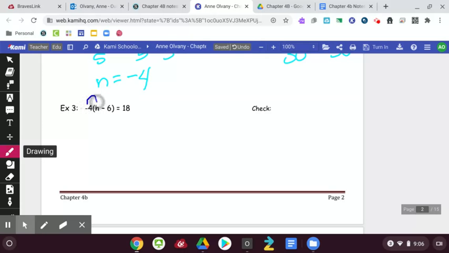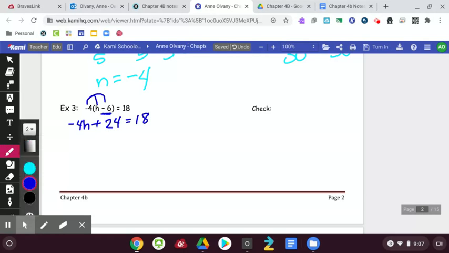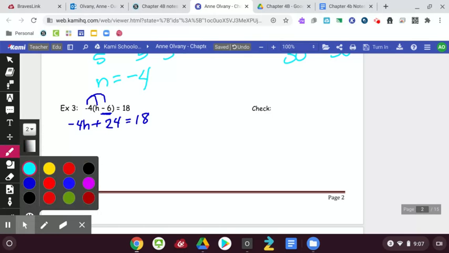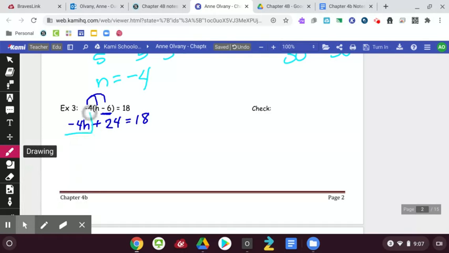I'm going to distribute a negative 4. Negative 4 times h is negative 4h. And then be extra careful here. That's a negative 4 times a negative 6. A negative times a negative is a positive 24. That is the most difficult kind of distribution problem we're going to have this year. Now that you've done the hard part, put your variable in a box.